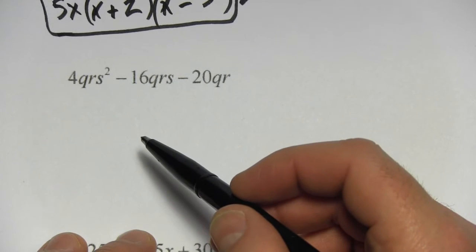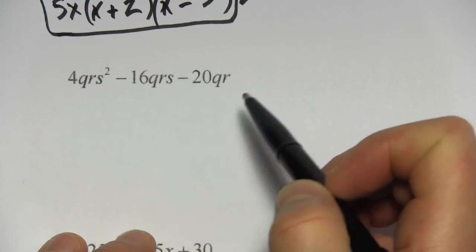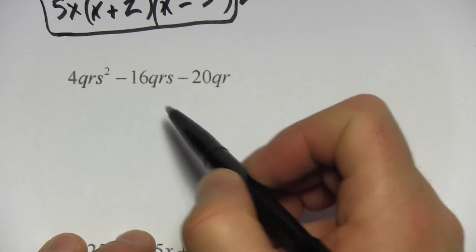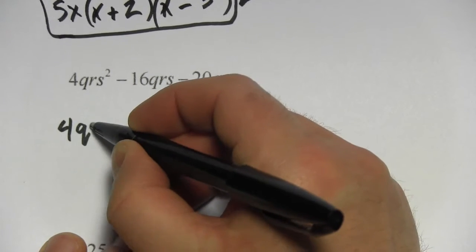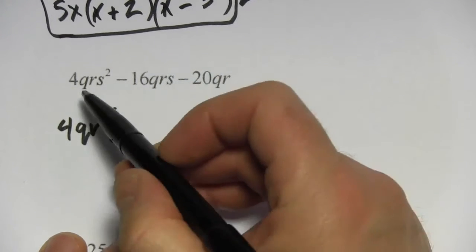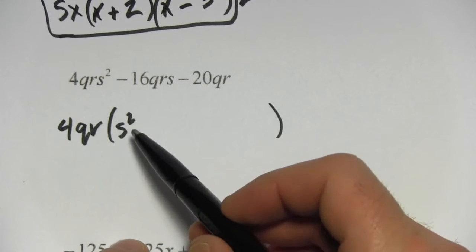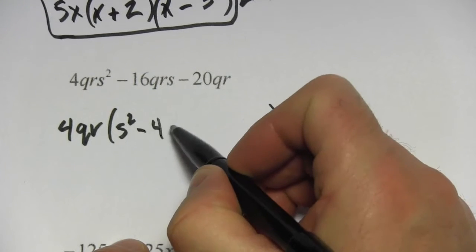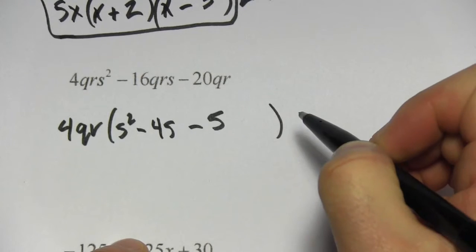Looks like in this one, we've got some extra letters hanging out and maybe a factor of 4 that could be pulled out. It looks like in each one we have a QR. So let's try factoring out a 4QR. In the first term, that would just leave s squared, and that looks good. That's what I want if I'm going to have a regular trinomial to factor. This term would be minus 4s, and this term would just be minus 5.